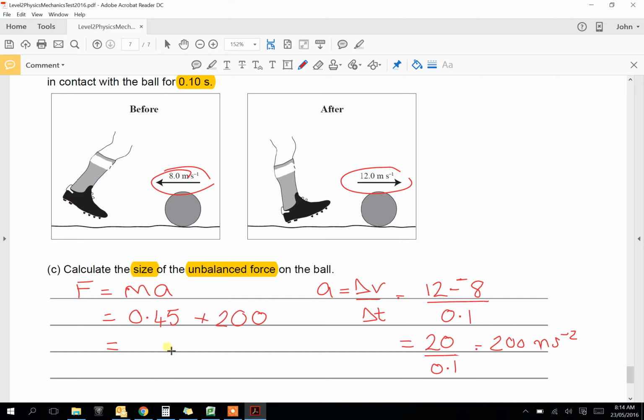And that's equal to 90 Newton. 0.45 times 200 is 90. That was deceptively easy, wasn't it? And I'm pretty sure with all of that I've had to do a calculation down here. I've had to do a calculation over here. I've put a couple of things together. I'm pretty confident that they would give me an E for that.